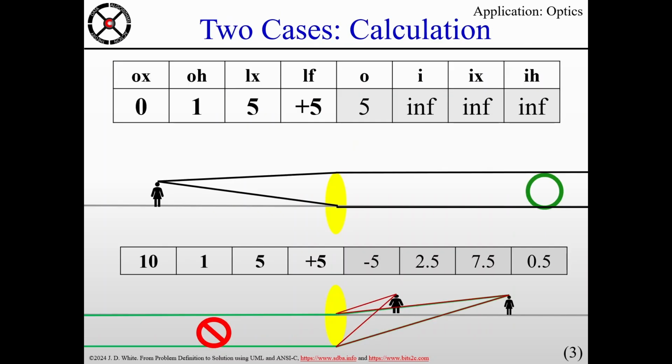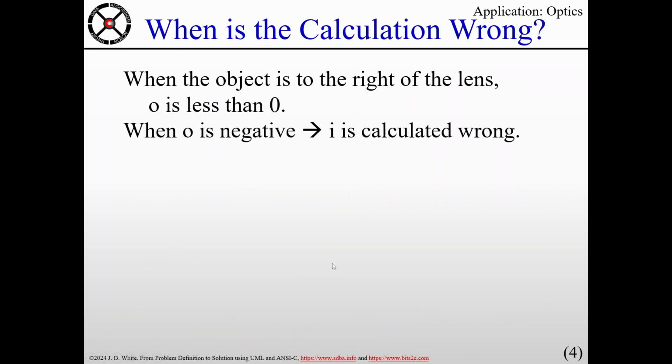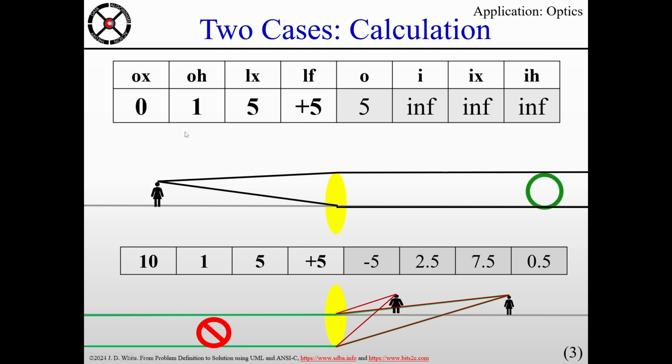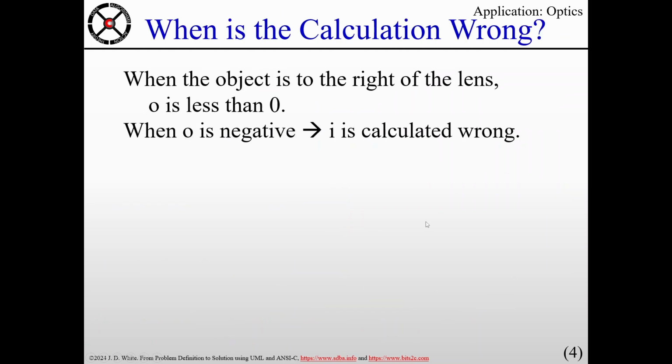Okay? When do we get the logic error? So, first of all, this is correct. We can say that when the person is on the left side of the lens, we get the right answer. When the person is on the right side of the lens, we get the wrong answer. When the object is to the right of the lens, O is going to be less than 0, right? If O is less than 0, I is calculated wrong. When O is negative, I is calculated wrong.